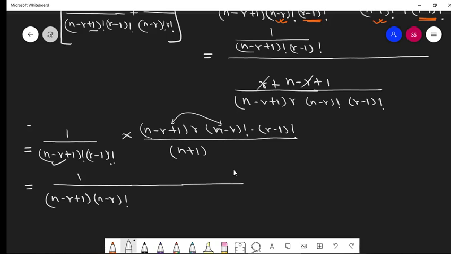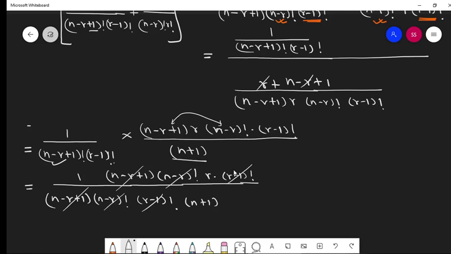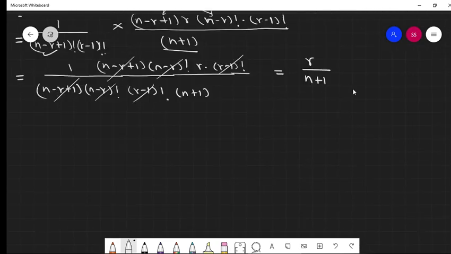(r minus 1) factorial, (r minus 1) factorial, we can easily cancel. So here is (r minus 1) factorial. Here the lower is (n minus r plus 1) times (n minus r) factorial, r times (r minus 1) factorial, so this can be cancelled, this can be cancelled. What we obtain here, one another term, n plus 1 also. So we obtain upper is r, lower is n plus 1. So let's compare the final solution of that pattern.